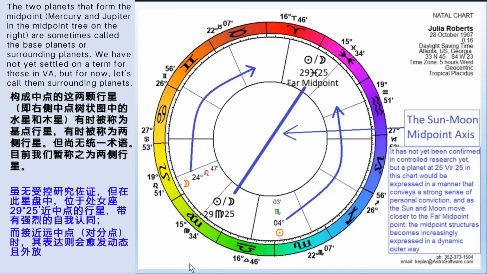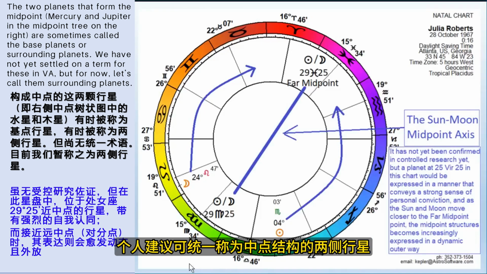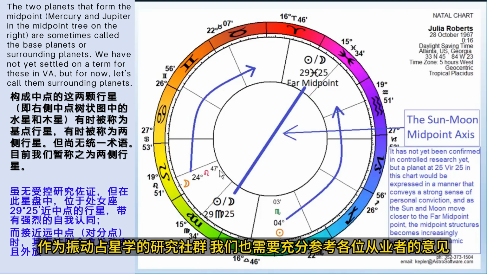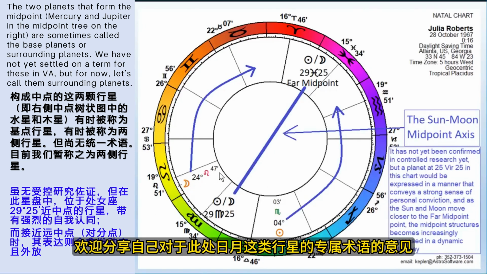Maybe we should have one. Maybe we should all agree in vibrational astrology that we'll call these the surrounding planets of the midpoint structure. We as a community of vibrational astrologers should see how we feel about it. So if you have a feeling about it, you could share what you think we should call the Sun and Moon in this particular situation.